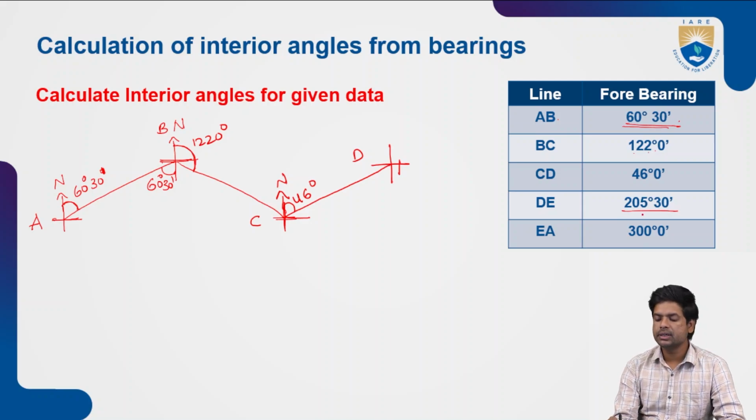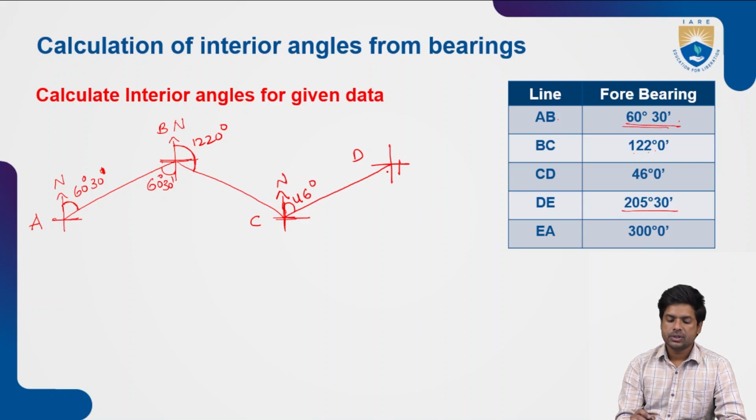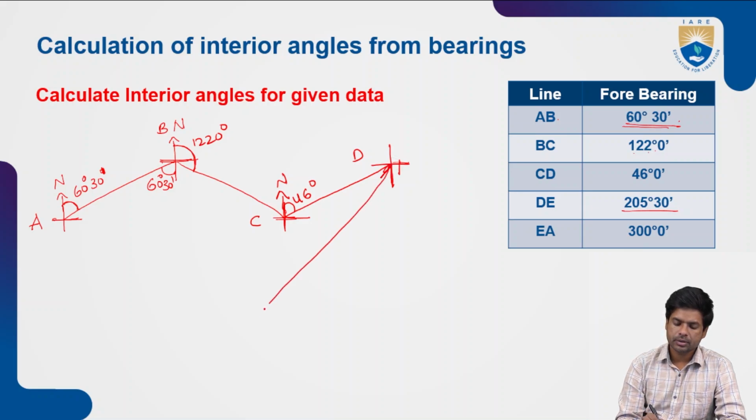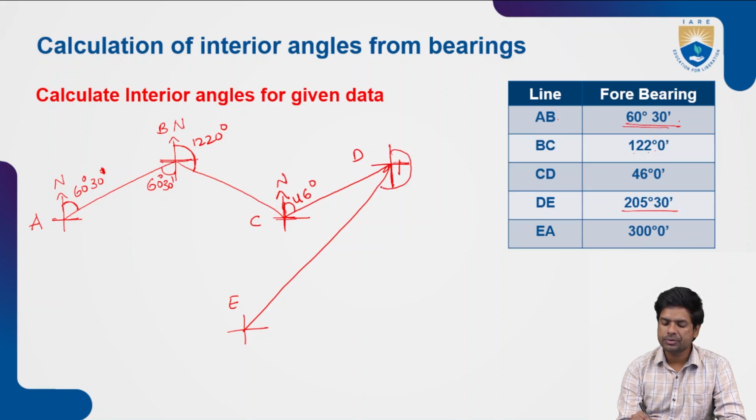So it will be in which quadrant? 205 means it is in the third quadrant. So this is 90 degrees, and this is 180 degrees, and this will be next to it, 270 degrees, right? So now here we are going to take in the third quadrant. See, from here draw one line, and this will give you the fore bearing value, that is station E. Okay, this is the station E. Now the fore bearing value of DE line is how much? 205 degrees 30 minutes, right? So it is 205 degrees 30 minutes.